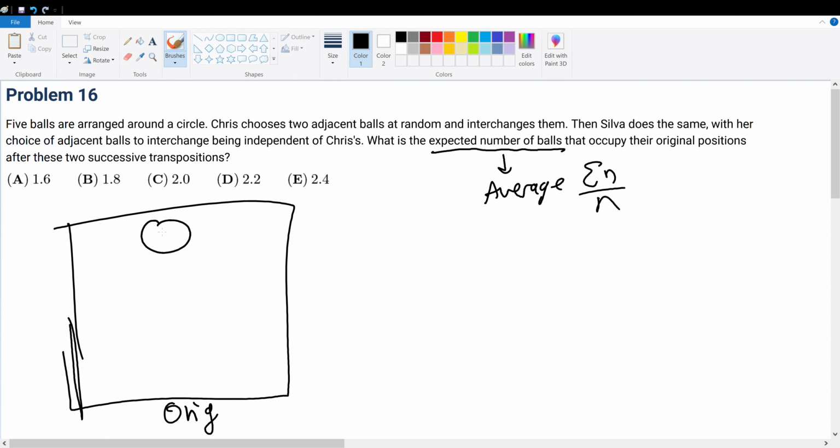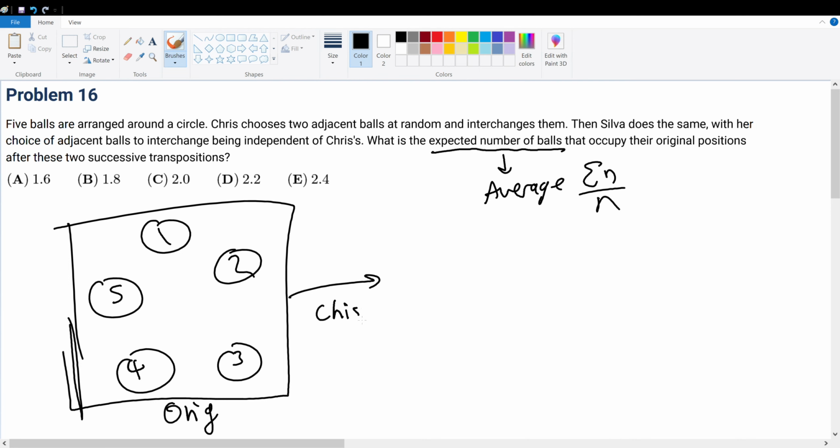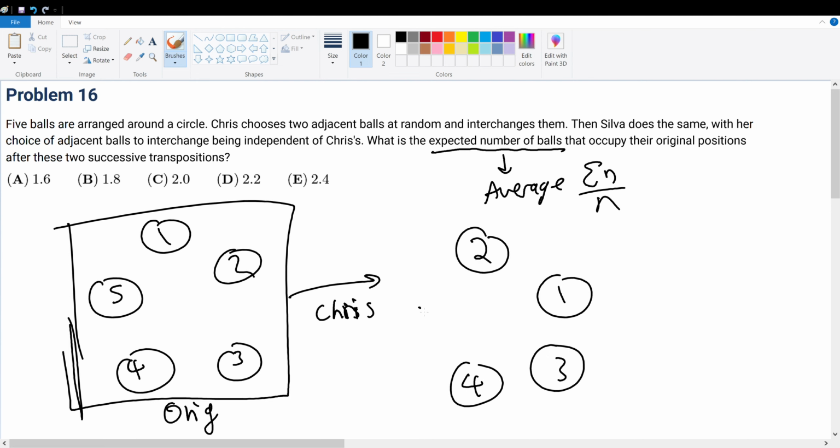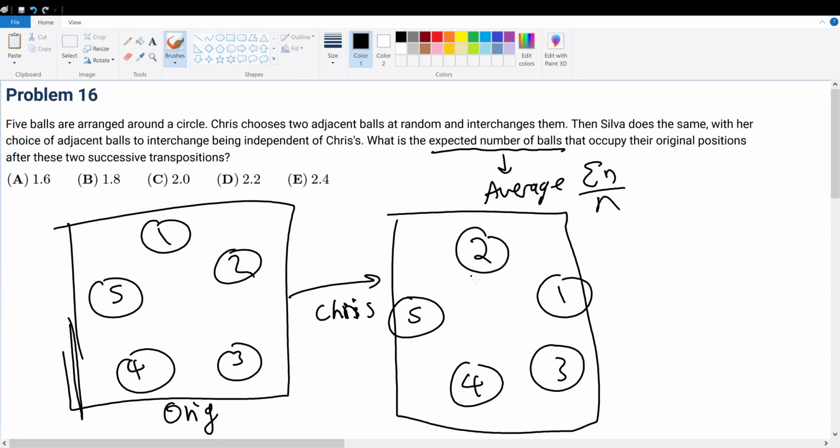So this is ball 1, ball 2, ball 3, ball 4, and ball 5. You can imagine this is a circle, right? And then after Chris's pick of 2 balls, let's say it's 1 and 2, it will become 2, 1, 3, 4, and 5. So this is after Chris's selection. So now that Chris has selected it, we know that there's 3 out of order, but we can't choose it yet because Sylvia has to pick her choice.